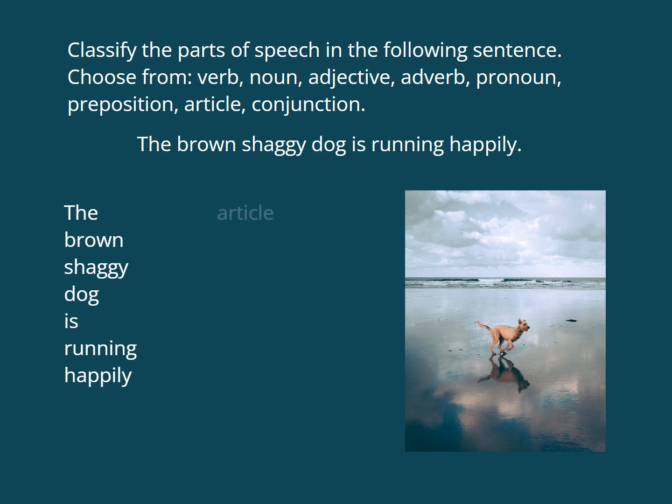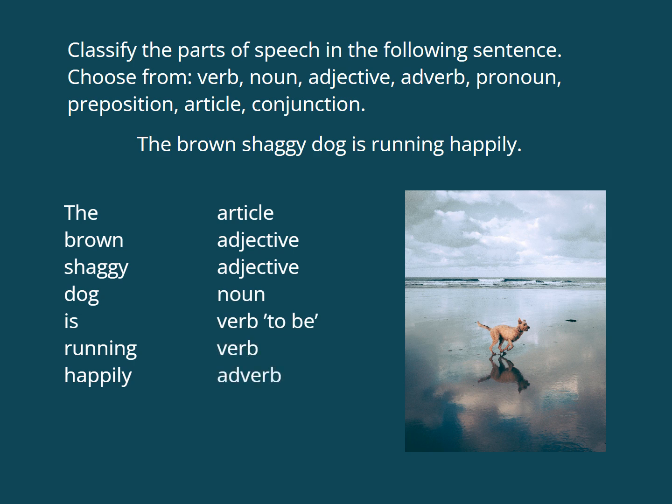Okay, here we have it. The is an article, brown is an adjective, as is shaggy, and you can have 2 adjectives in a row. Dog is a noun, is the verb to be, remember. Running is the verb, meaning now, and happily is the adverb. Remember the spelling, change the Y into an I.